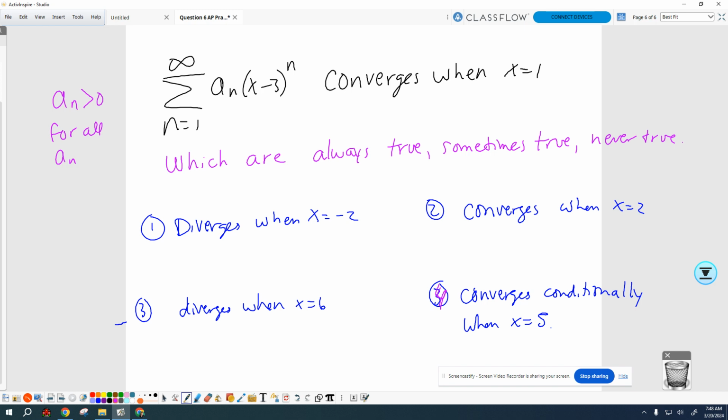Eitan? The center's at 3. How do you know what the center is? Well, when that's 0. The center is at x equals 3. What does that mean? Gabriel? The radius of convergence is 2. Is it stuck at 2? Could it be bigger? It's greater than or equal to 2.